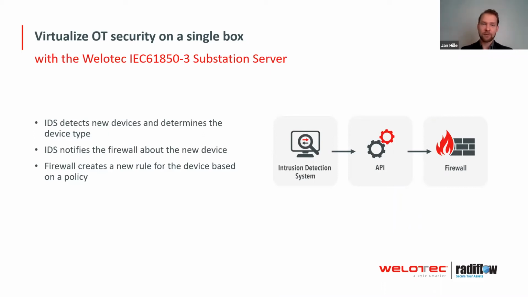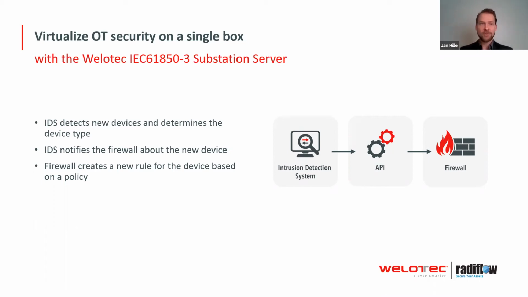We have such an integration to increase the visibility of the network possibilities and also the firewall enrichment, what Idan just explained. So we installed Radiflow CIARA on our substation server as a virtual machine and also a firewall solution. In this case, it was one of Fortinet. And we used the API approach, the integration, to let the solutions communicate with each other.